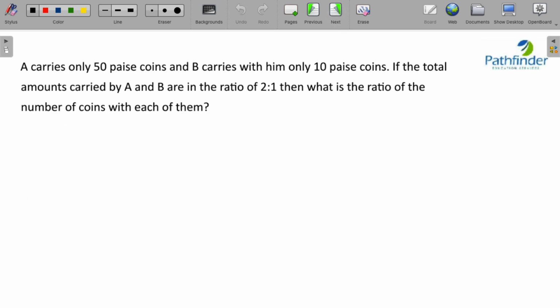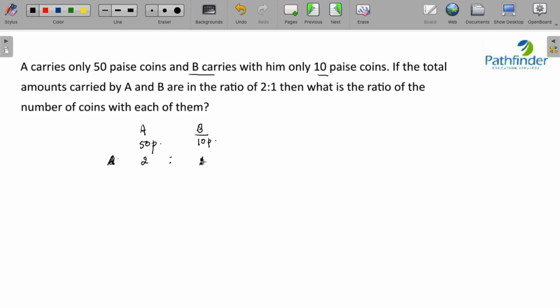Next, let us solve a couple of questions based on compound ratios. A carries only 50 paisa coins. So we have somebody called A, he carries only 50 paisa coins. And we have B, who carries only 10 paisa coins with him. If the total amounts carried by A and B are in the ratio 2:1, so amounts are in the ratio of 2:1.